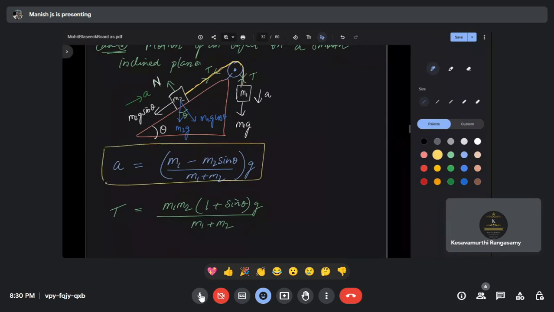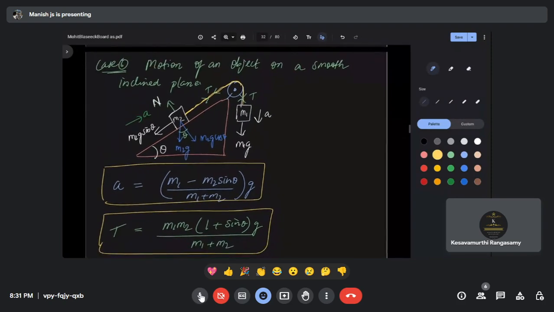So these are the... We will complete with this, Manish. Yes, uncle. Just one more diagram, and with that we are done. Okay. So this is case 6.